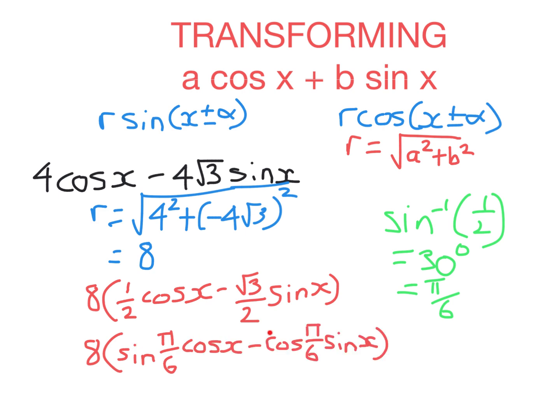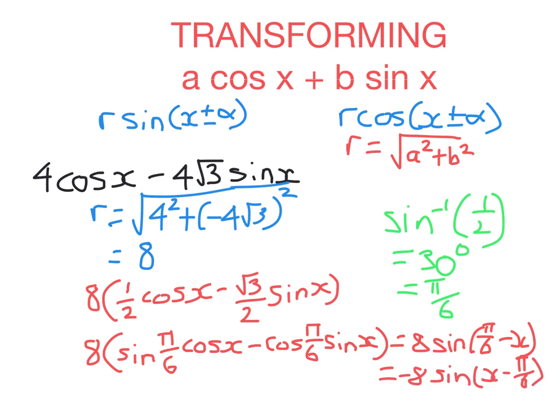Hopefully you recognize this is what we would get if we expanded 8 of sine. Now, because we have sine of pi on 6 first, that's written first. So it'll be pi on 6 minus x. Okay, now we could just as easily have written it as minus 8 sine of x minus pi on 6. Either way is fine. So we've written it now in the form that we wanted to, and it turns out this is very useful for graphing and solving equations. Let's look at a graphing example.